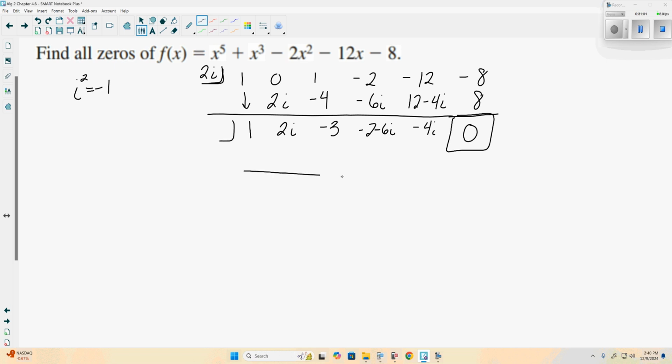Well, as we just said, all of these complex terms come in pairs, yes? So if we have 2i, negative 2i has to work. Well, negative 2i times 1 is negative 2i. 2i plus negative 2i is 0. Negative 2i times 0 is 0. Negative 3 plus 0 is negative 3. Negative 2i times negative 3 is positive 6i. The negative 6i plus 6i is 0, leaving us with negative 2. And negative 2 times negative 2i is positive 4i, which does give us a 0.